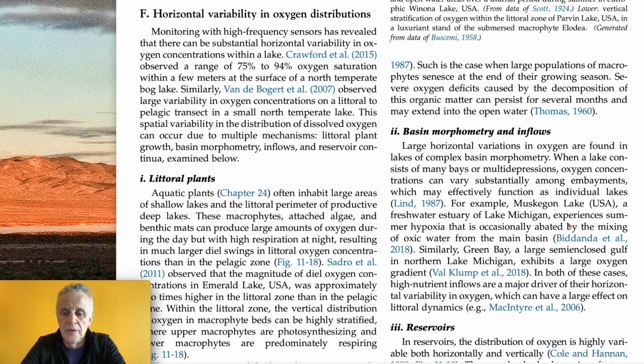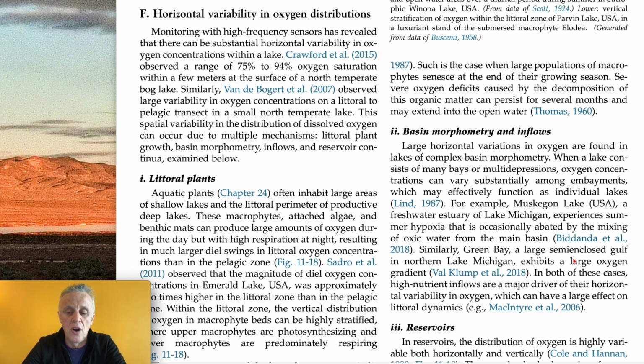Large horizontal variation in oxygen are found in lakes of complex basin morphometry. When a lake consists of many bays or multi-depressions, oxygen concentration can vary substantially among embayments, which may effectively function as individual lakes. For example, Muskegon Lake, a freshwater estuary of Lake Michigan, experiences summer hypoxia that is occasionally abated by the mixing of oxic water from the main basin.